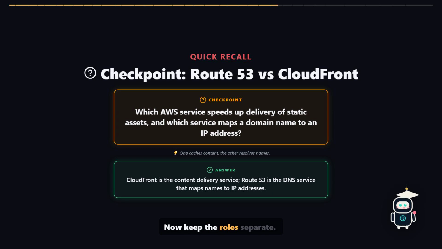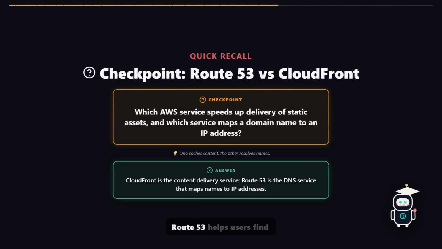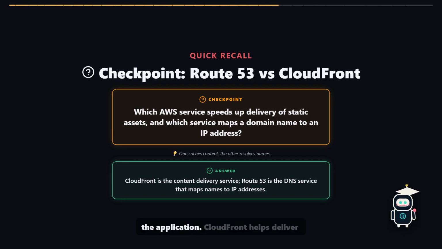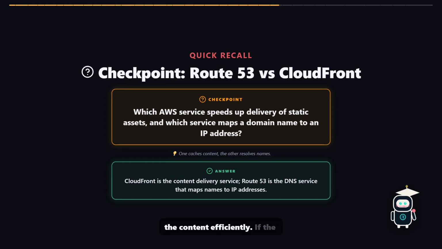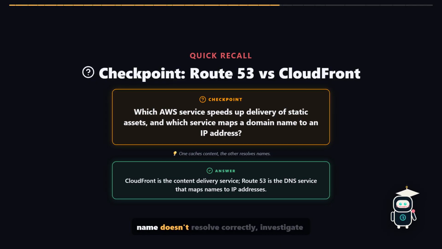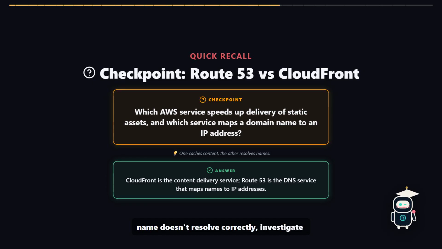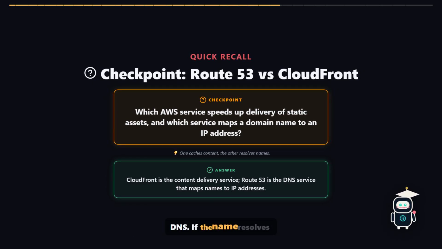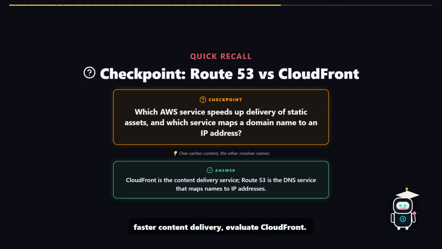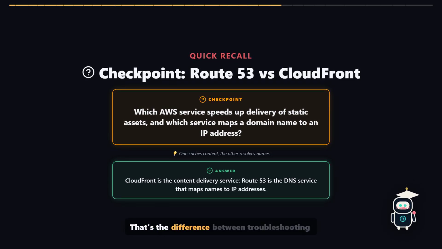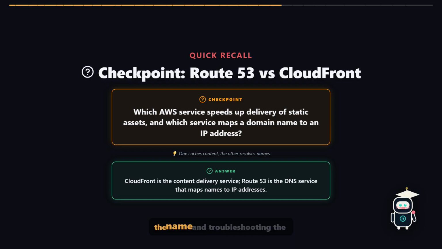Now keep the roles separate. Route 53 helps users find the application. CloudFront helps deliver the content efficiently. If the name doesn't resolve correctly, investigate DNS. If the name resolves but globally distributed users need faster content delivery, evaluate CloudFront. That's the difference between troubleshooting the name and troubleshooting the delivery path.